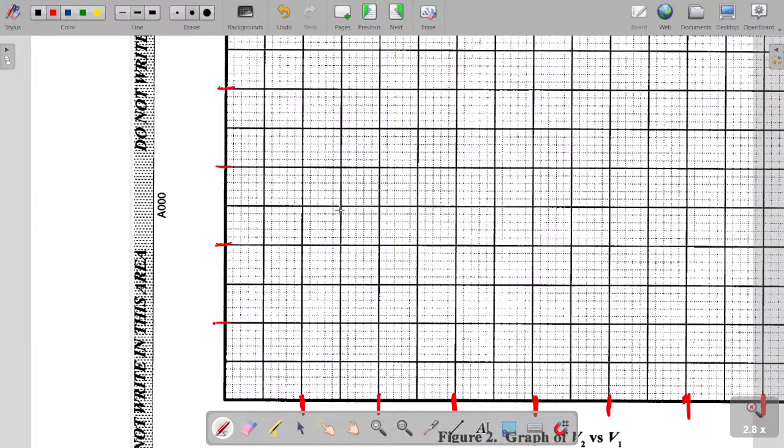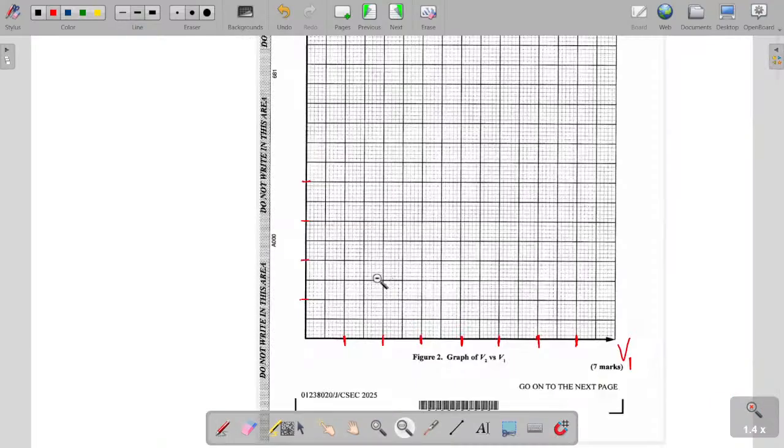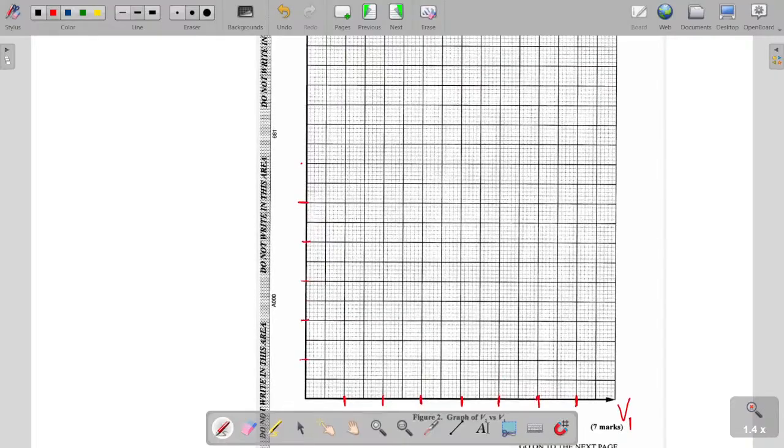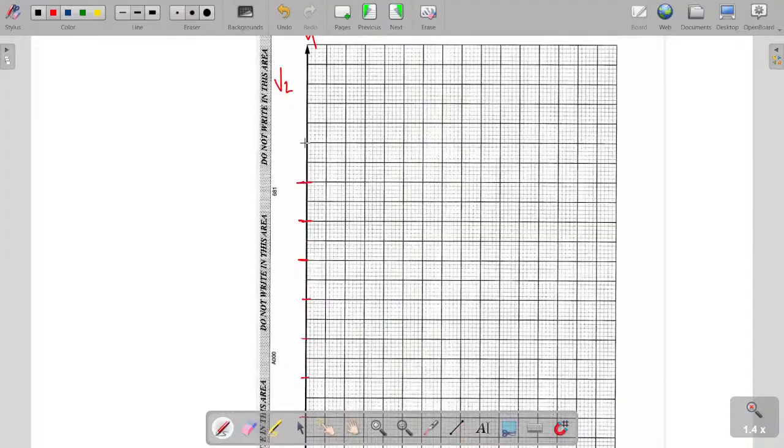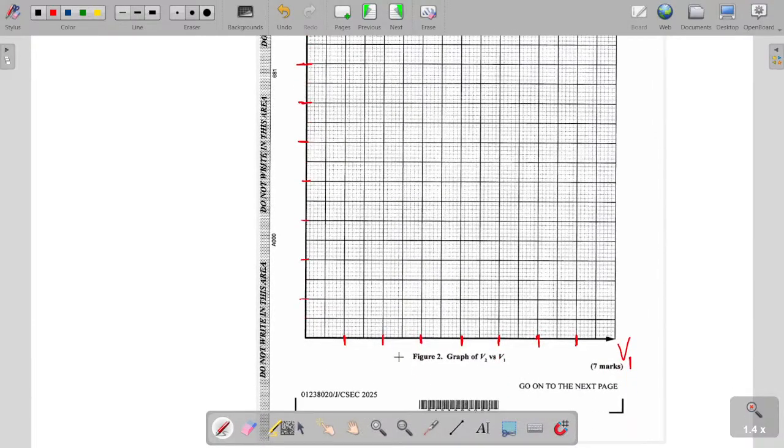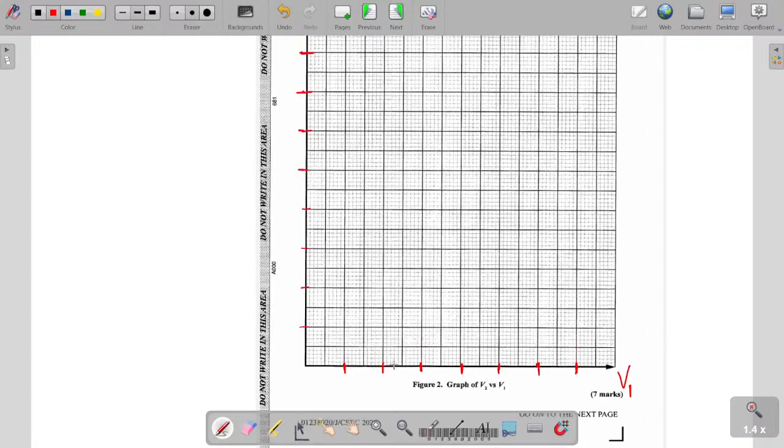So you have to do this when you are doing your graphs. So mark off 2 boxes each all the way up. Alright, now we can figure out our scale.